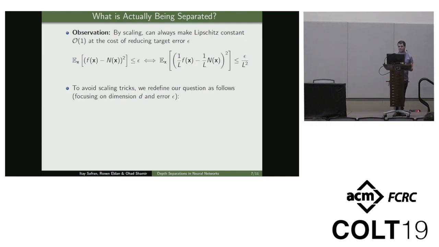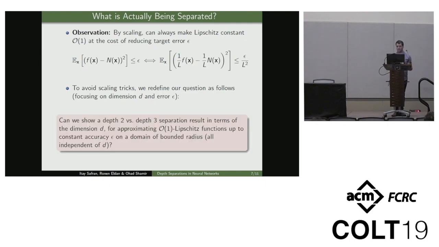Suppose that the accuracy parameter epsilon also represents the Lipschitz constant and the radius of the domain of approximation. Then we are asking the following question: can we show such separation results for approximating functions which have a constant Lipschitz parameter on a constant bounded domain? We want all these quantities to be independent of the input dimension d. The result we have shown is that the answer is no. We cannot obtain such separation results, at least not for radial functions.